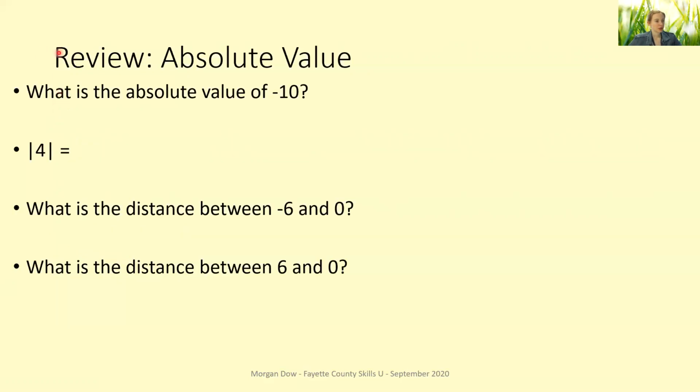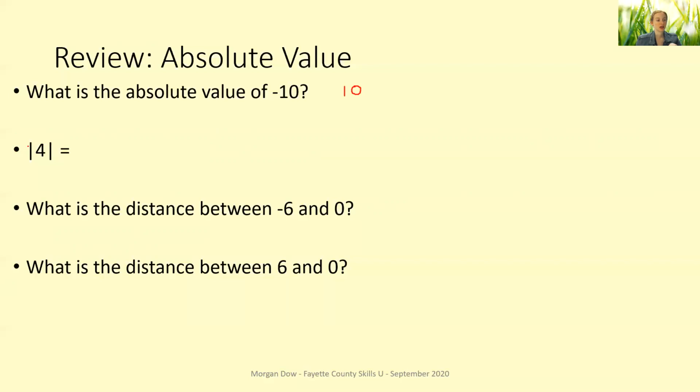So let's review absolute value, starting off with this first question here. What is the absolute value of -10? So if we remember that absolute value means the distance between a number and 0, right? So it means distance. We don't care about direction. We don't care if it's positive or negative. We're just talking distance here. Then the distance between -10 and 0 is 10. Just regular old positive 10. So basically, absolute value takes any number and makes it positive.